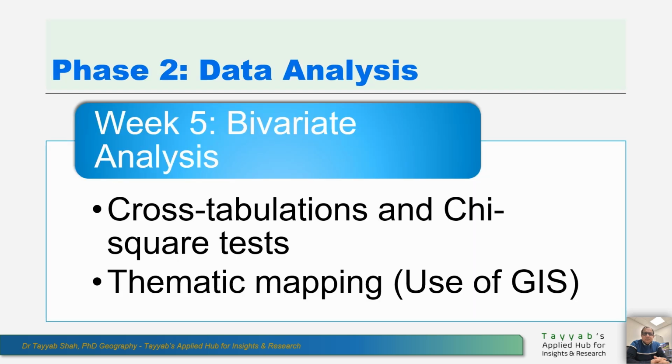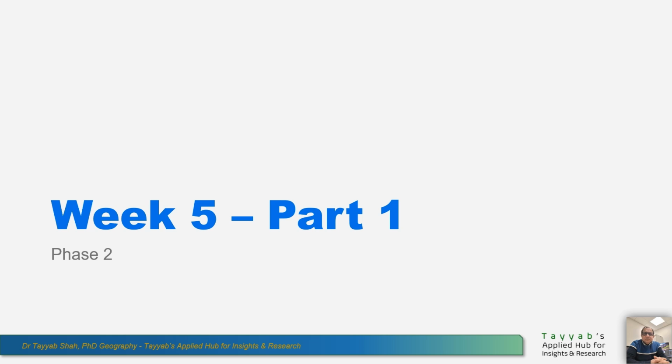So first one is cross-tabulation and chi-square and thematic mapping. And this is week 5. I'm going to talk about the first part of this lecture, which is going to focus on cross-tabulation and chi-square test.